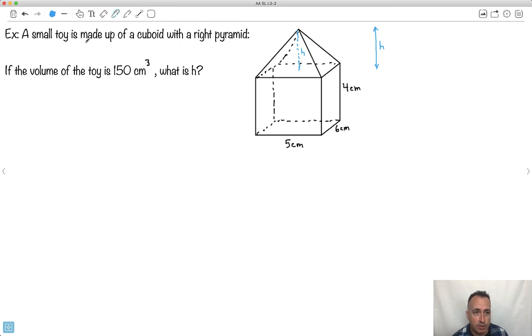All right, so now we've got a practical example. We have a small toy. It's made up of a cuboid, which is this bottom part here, and it's got a right pyramid attached to the top of it, with the same dimensions. This little h here is the vertical height we talked about before. Now we're told the volume, what is h? It helps to write down the volume equations of both of these: the volume of the pyramid and the volume of the cuboid.